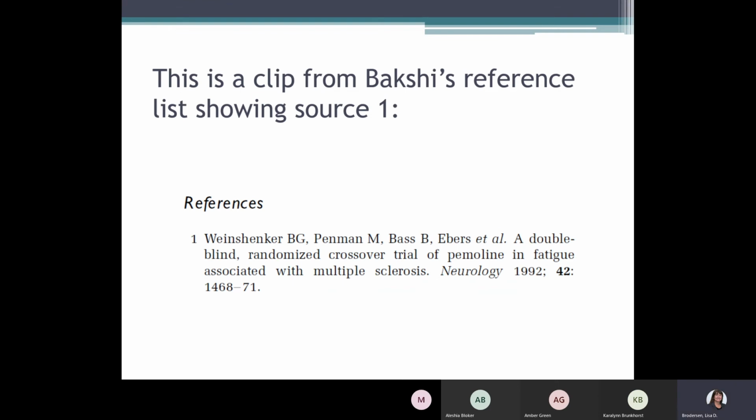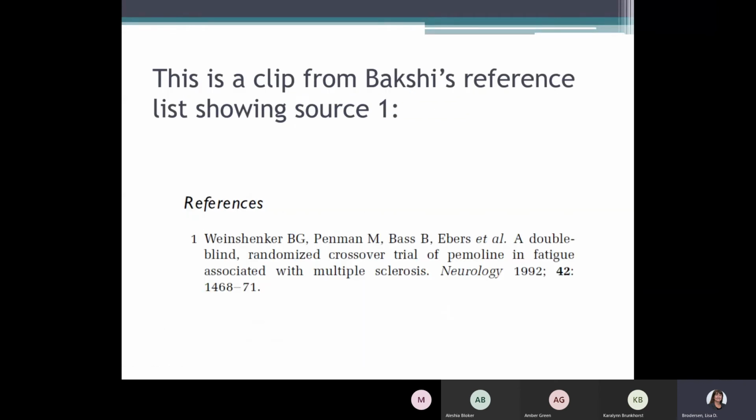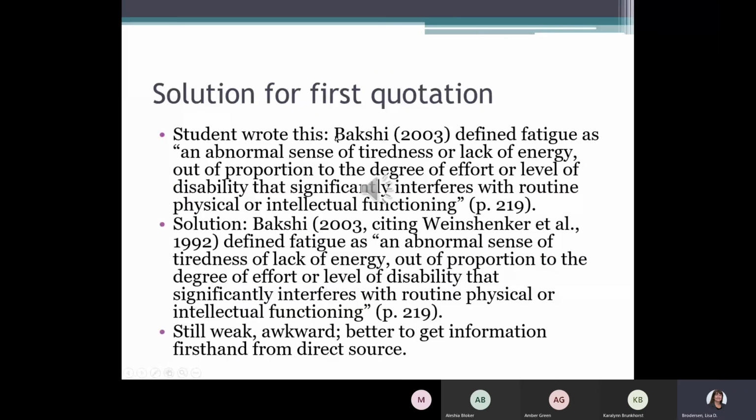All right, so this is the reference list entry for source 1. So first note, this is what it corresponds to. So this is who Bakshi cited when stating that information about MS. Okay, so then the solution. So the student wrote this. Bakshi defined fatigue as an abnormal sense of tiredness or lack of energy out of proportion to the degree of effort or level of disability that significantly interferes with a routine physical or intellectual functioning.